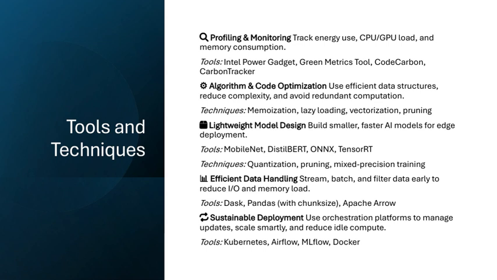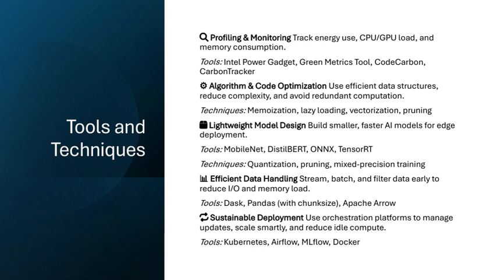Moving on to lightweight model design. Building smaller, faster AI models is crucial for deployment at the edge, where resources are limited. Tools like MobileNet, Distill-BERT, ONNX, and TensorRT help create these compact models. Techniques such as quantization, pruning, and mixed precision training further reduce model size and improve speed without sacrificing too much accuracy.